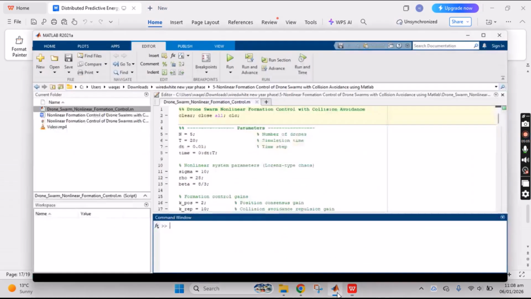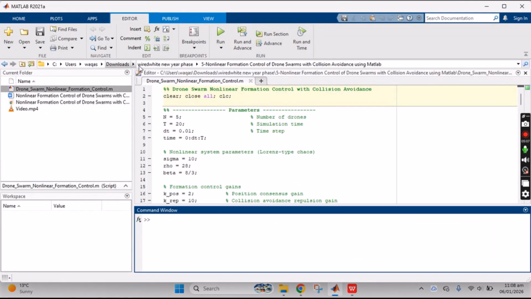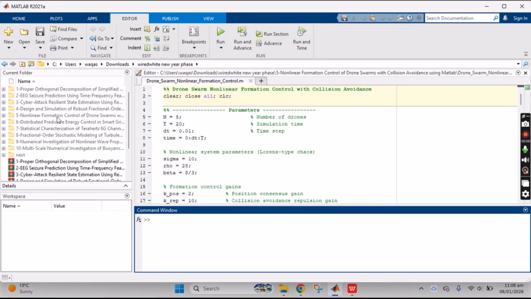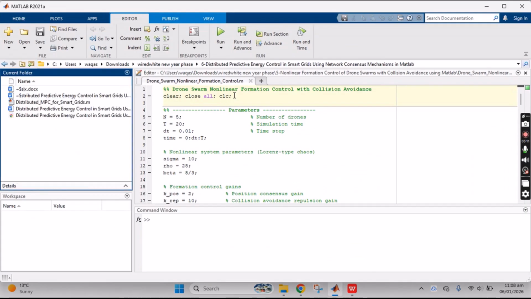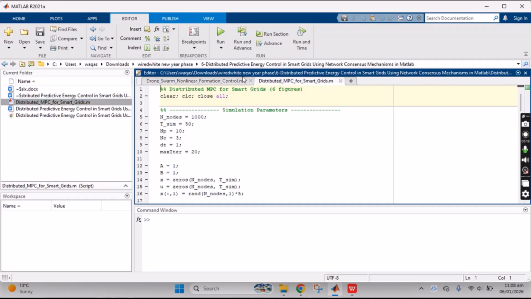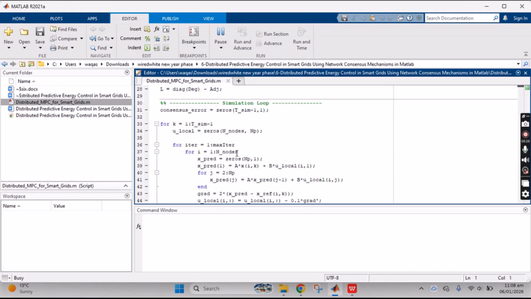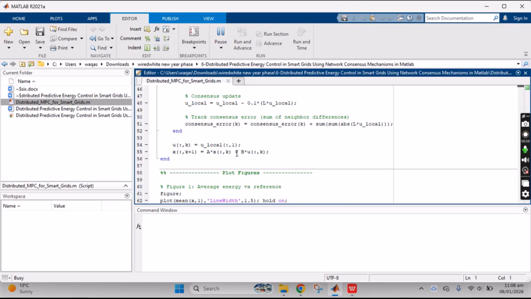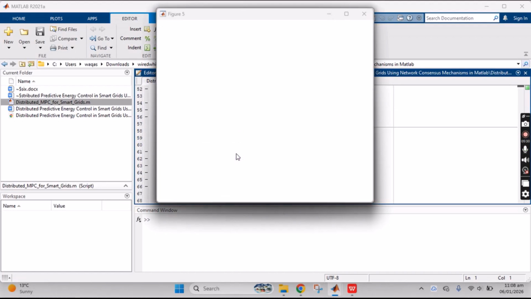Let me just show you the MATLAB demonstration of distributed predictive energy model predictive control for smart grids. This one, okay. You just need to run this section and you will get the output results accordingly. The simulation loop is designed to track consensus error.